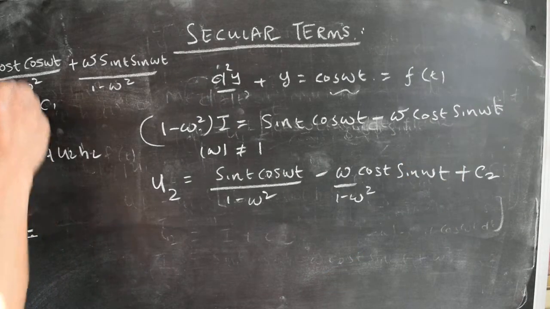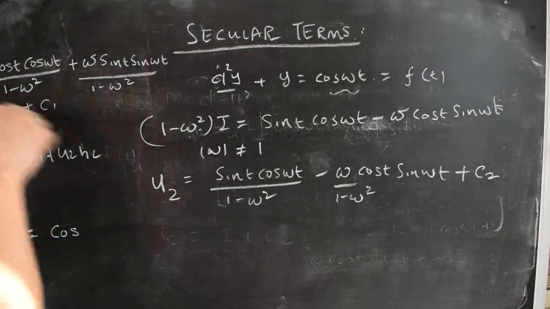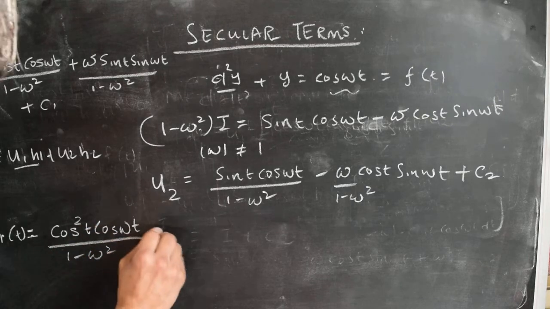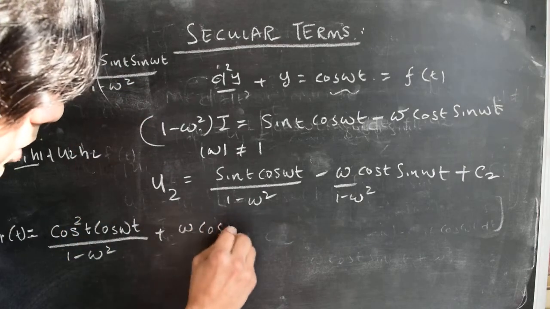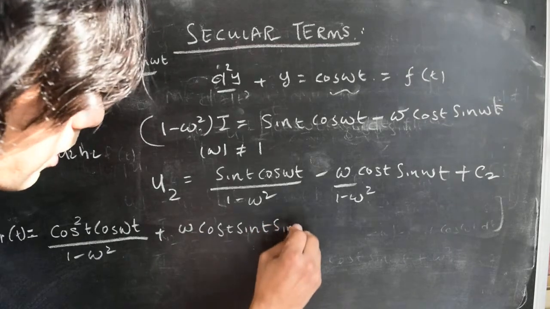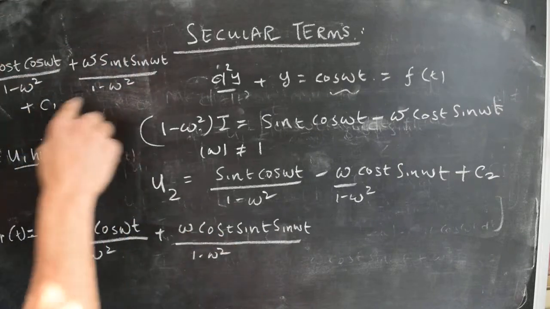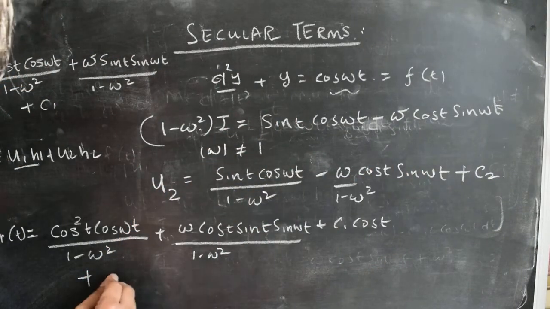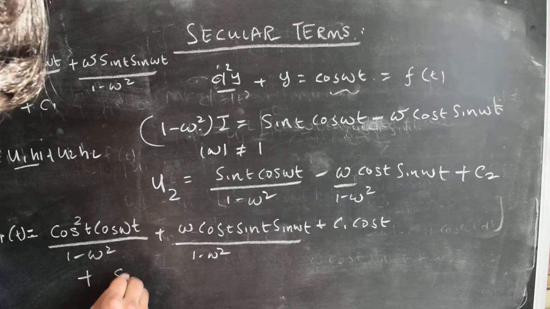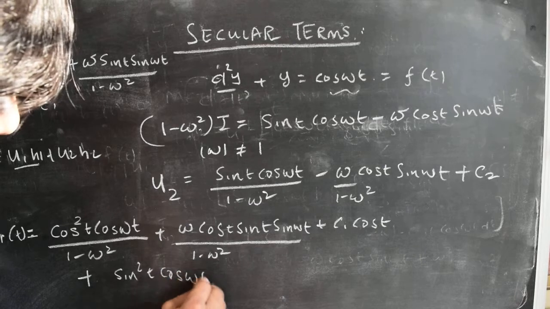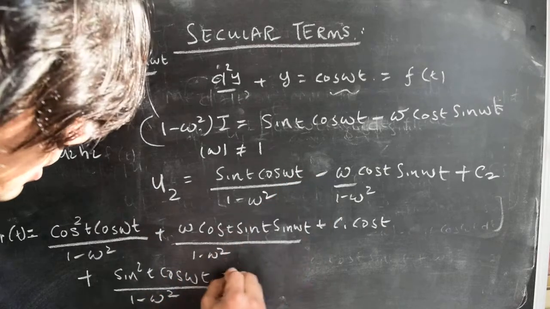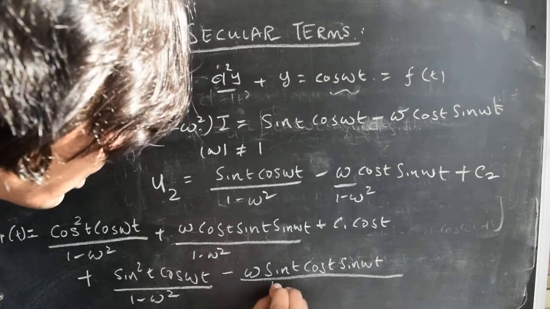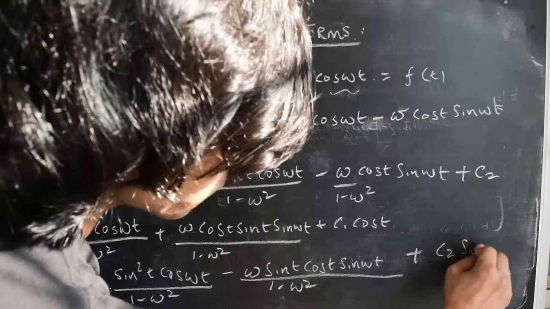So the full particular solution is u1 times h1, which is, so you multiply this by cosine of t, so we have cosine square t cosine omega t divided by 1 minus omega square, plus multiply this also with cosine t sine t sine omega t divided by 1 minus omega square, multiply the constant with cosine t, and then multiply u2 with sine of t. So if you multiply u2 with sine of t, we will have sine square t from the first term cosine omega t divided by 1 minus omega square minus omega sine t cosine t sine of omega t divided by 1 minus omega square plus the constant c2 times sine of t.